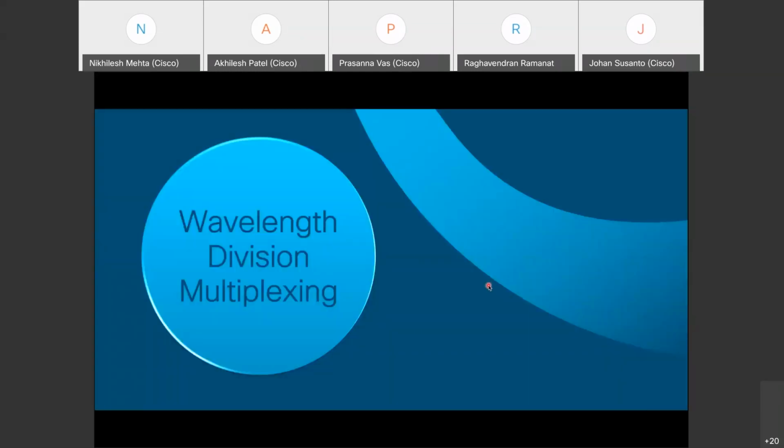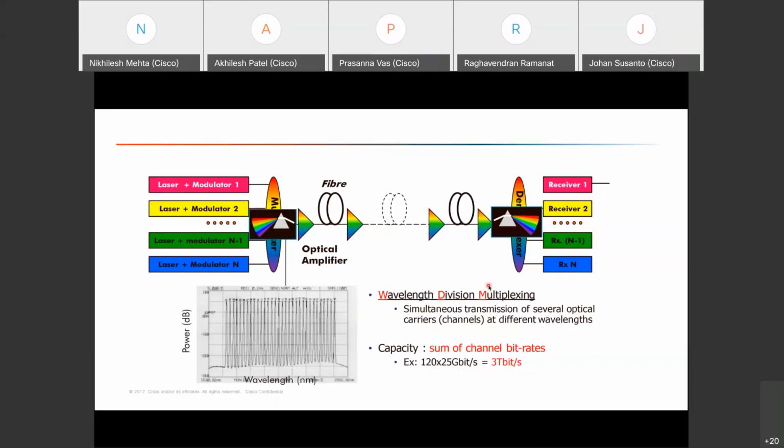Then we go to wavelength division multiplexing. In wavelength division multiplexing, instead of multiplexing the signal in the time domain, we have a spectrum of different wavelengths. So we are sending different channels at different wavelengths. As you can see here, we have the laser plus modulator 1, modulator 2, and there are multiple modulators. Each channel I am modulating at a different frequency, or you can say a different wavelength, and then I am multiplexing it and sending it over a fiber.